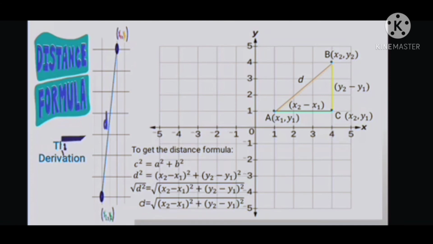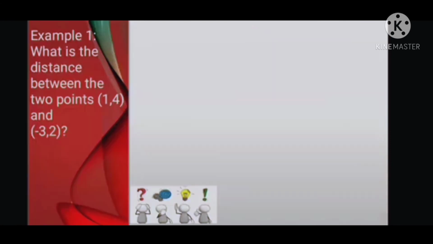Again, the distance formula is d is equal to the square root of (x sub 2 minus x sub 1) squared plus (y sub 2 minus y sub 1) squared. Please take note of the formula. So we'll have an example. Example number 1, applying the distance formula. What is the distance between the 2 points (1, 4) and (negative 3, 2)?